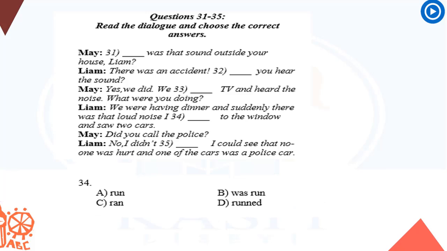Now you see the next question. We were having dinner and suddenly there was that loud noise. I did something. And it was in the past, because the first part of the sentence is in the past continuous. So, what is the past form of the verb run? It is ran. The correct variant is C.